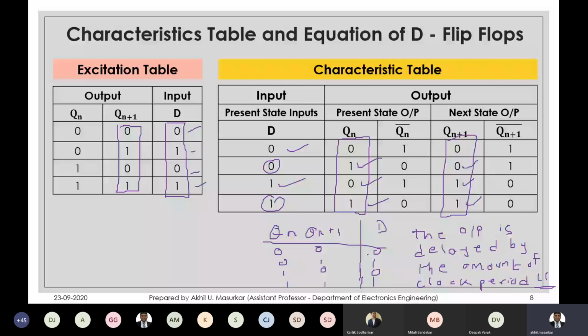Okay, write down the excitation table, and if the excitation table is done, you can write ET done. Write ET done in the chat box, please.